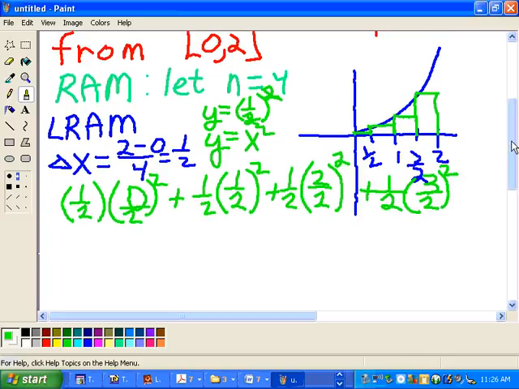Looking at that area, is the area going to be too small or too large? So this is the inscribed area. And LRAM is not always going to be inscribed. Matter of fact, if you looked at the example we had at the front of the chapter, that would have been a circumscribed.